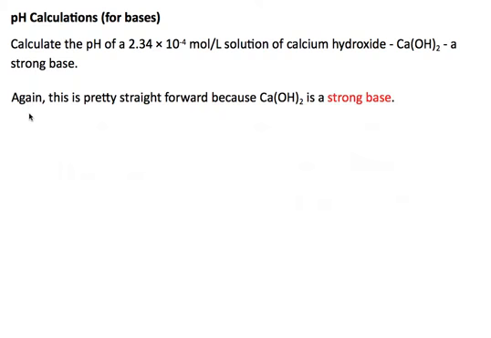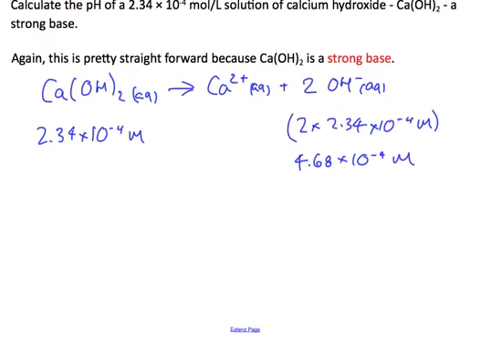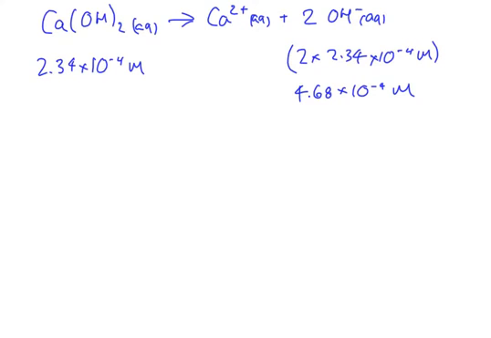Calcium hydroxide is a strong base, so it dissociates fully. So if it dissociates fully, it's going to look something like that. So the dissociation of calcium hydroxide yields 2 moles of hydroxide ions. That's our ion of interest. And so the concentration of hydroxide ion in this solution is going to be 4.68 times 10 to the minus 4. Okay, so if we know the hydroxide ion concentration, we can calculate the pOH.